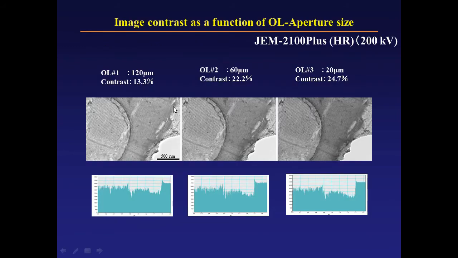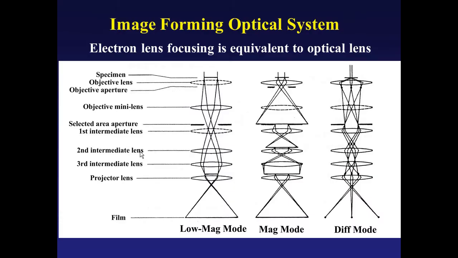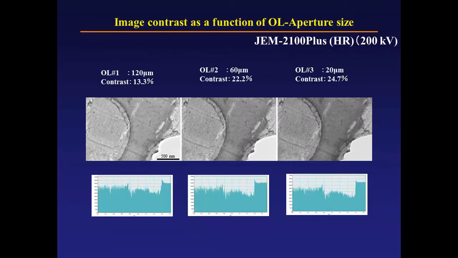Okay, for example, this is a lower magnification image of a biological sample. With a little bigger objective aperture, 120 micrometer, the contrast is 13%. And when a smaller objective aperture is employed, 20 micrometer, the contrast is enhanced to 24%. So by changing the objective aperture diameter, the contrast changes. If you need higher contrast imaging, we recommend using a small objective aperture like this.